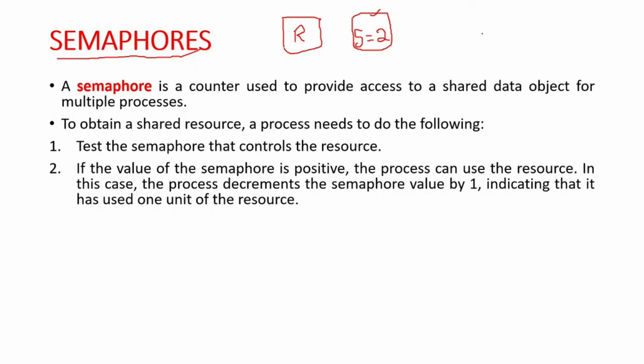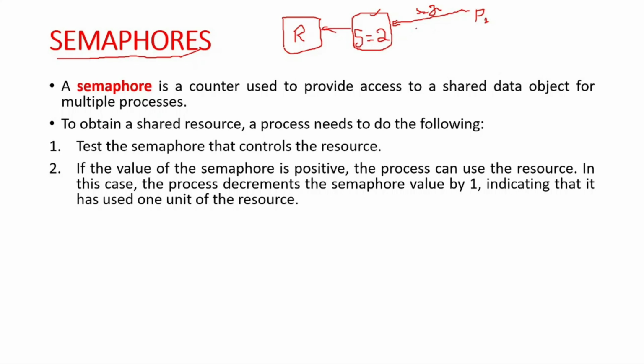This point is very simple. Suppose there is one process, let me name it P1. This process wants to access the resource R. So first it will test the semaphore value. If the semaphore value is positive, which is true in this case, then the process can use the resource. Since S is equal to 2, the process P1 will be able to access the resource.